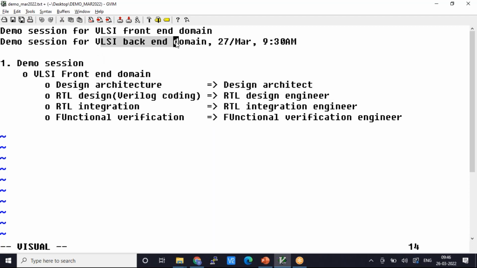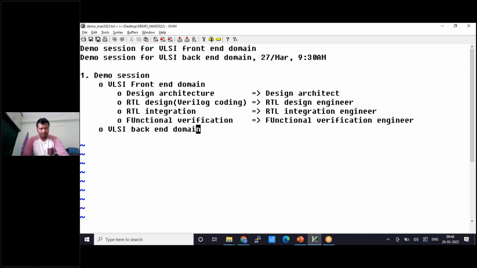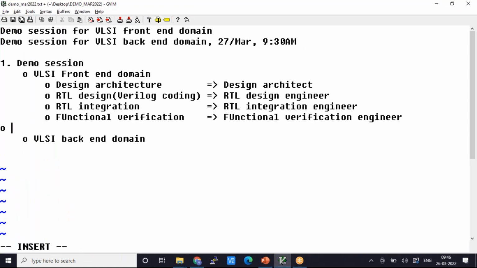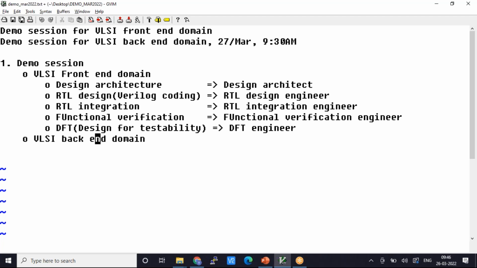Other than that, if you get some basic idea about backend domain, you will figure out that backend domain also has various aspects. Like, there is one domain called as DFT, design for testability. This person is called as DFT engineer. This falls into both front end domain and backend. The term DFT is there in front end also, backend also. Even a backend engineer also does the DFT.